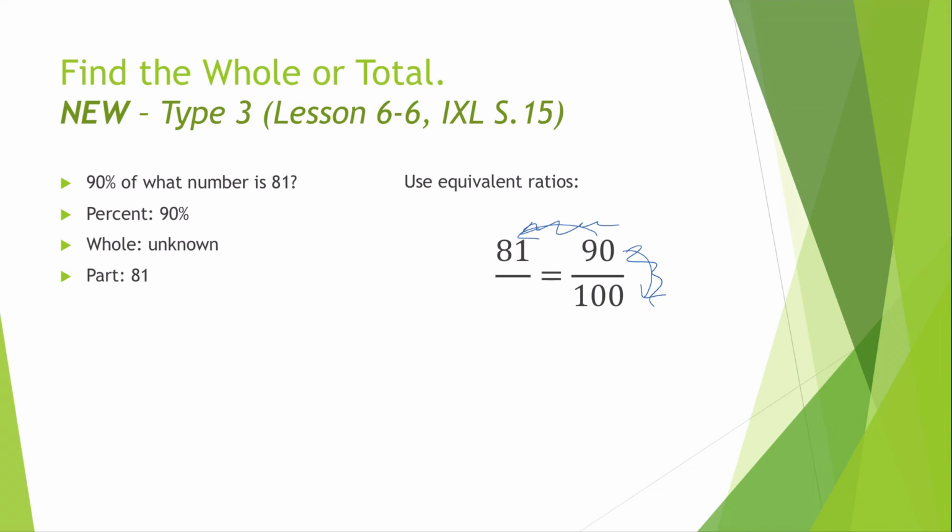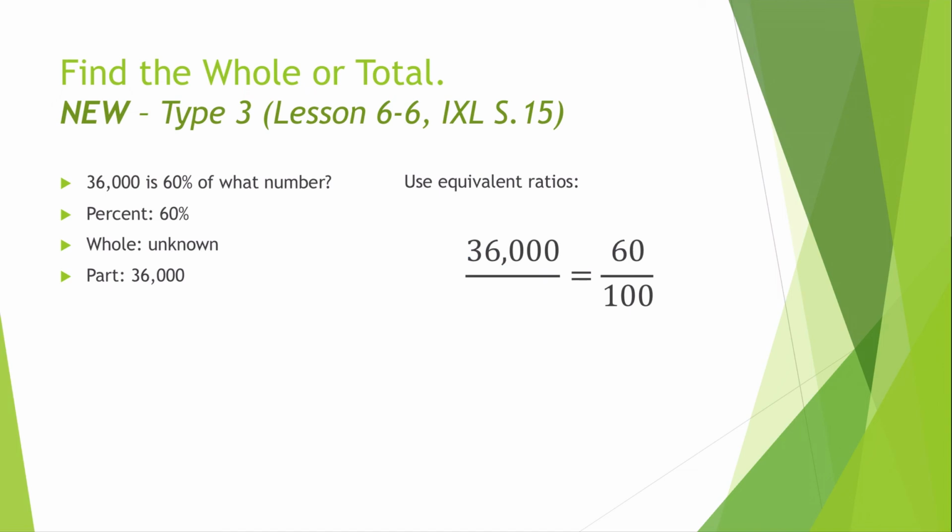So we're going to have to try the scaling down to scale back up again. So I know that both of these end in a 0. So let's try dividing both of these by 10. I get 9 out of 10. I do know how to get from 9 to 81. 9 times 9 is 81. So then if I just multiply the 10 times 9, that gives me 90. So that means 90% of 90 is 81. Okay, so that's a type 3 question.